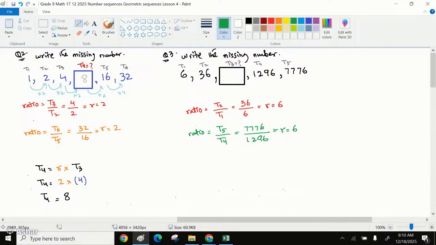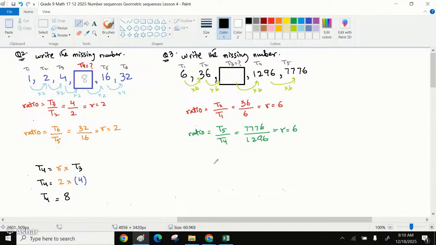If the ratios are not the same, then it is not a geometric sequence. Let's suppose between term 1 and term 2 the ratio was 6, and between term 4 and term 5 the ratio is 7. Then it's not a sequence. Sequence means it follows a particular pattern. So we can say the ratio is 6, and by ratio we know that every term is 6 times the previous term, right?